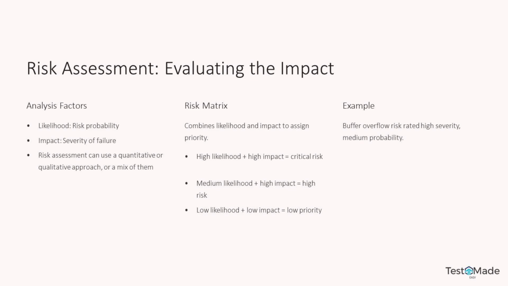Risk matrix combines likelihood and impact to assign priority. High likelihood plus high impact equals critical risk. Medium likelihood plus high impact equals high risk. Low likelihood plus low impact equals low priority. Buffer overflow risk rated high severity, medium probability.